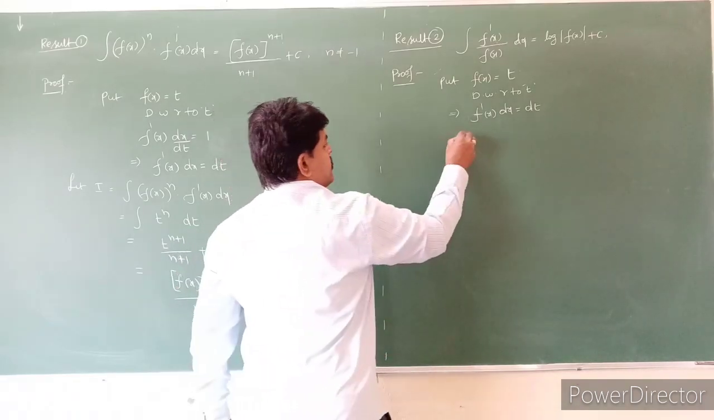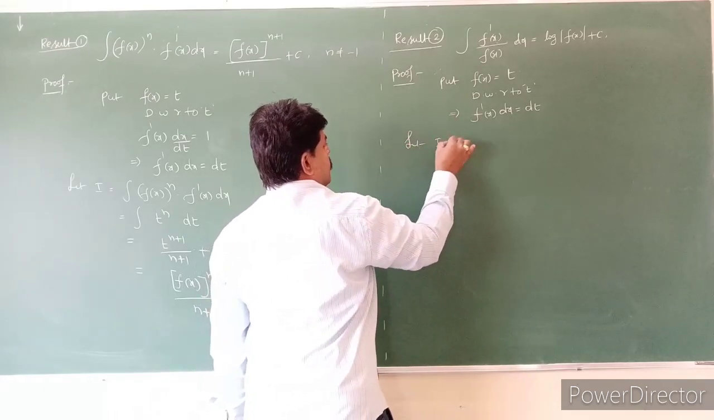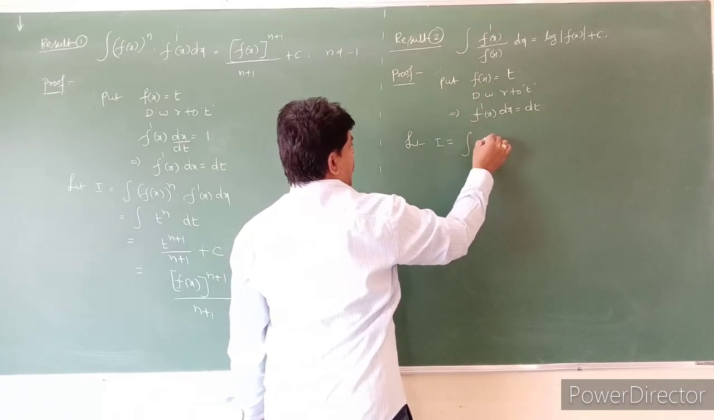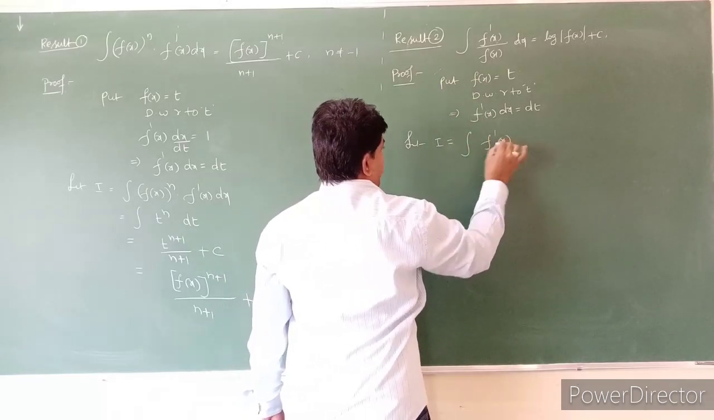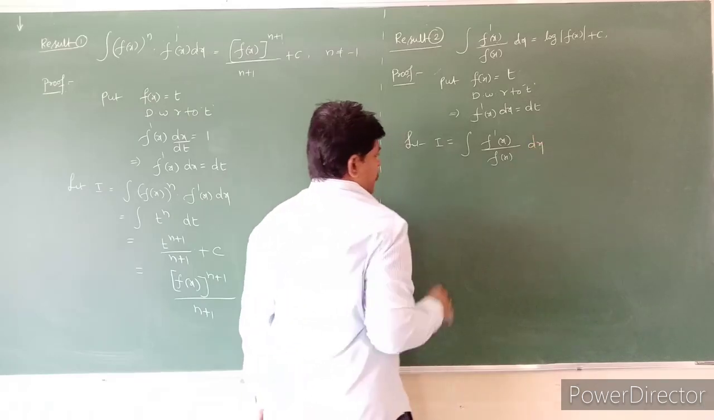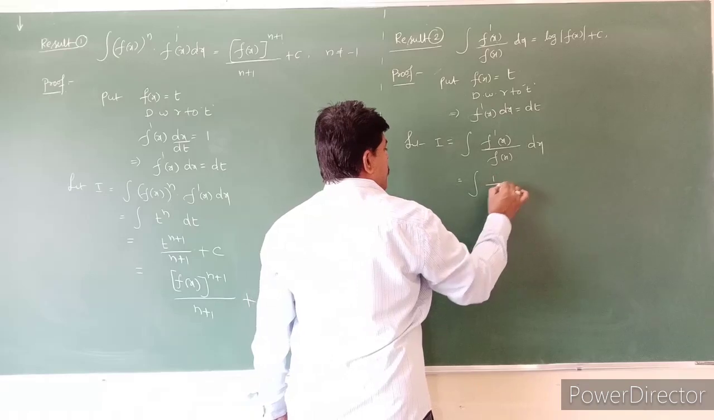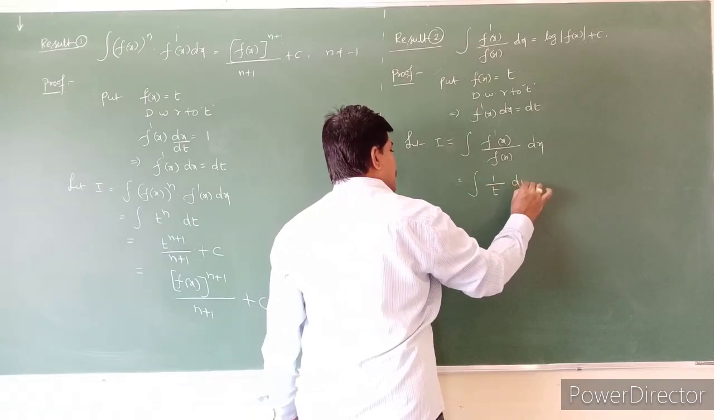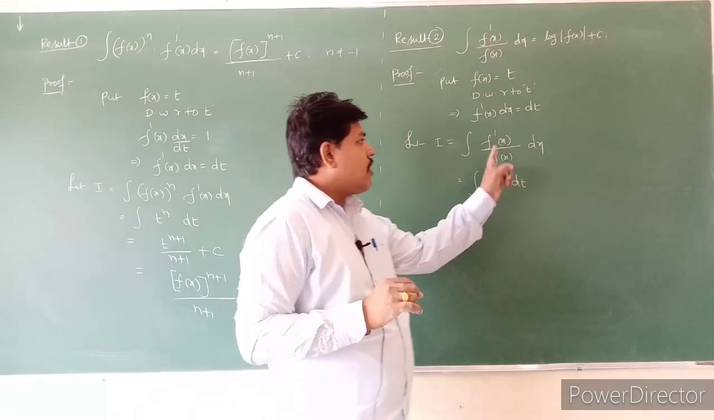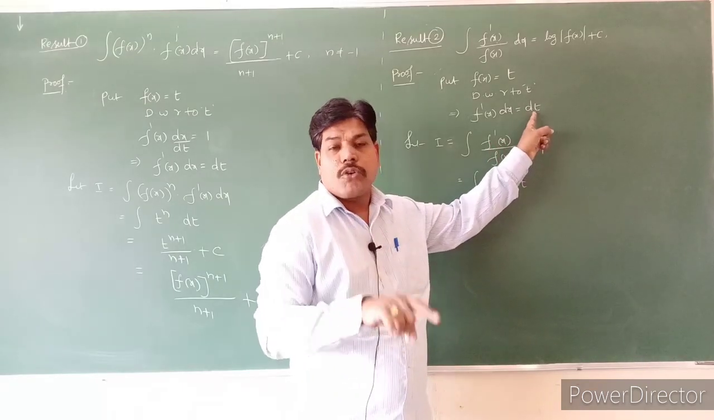So I will take the given problem as I. Let I be the integral of f dash of x by f of x into dx. That is equal to the integral of 1 by t into dt. Why? Because f dash of x into dx is equal to dt.